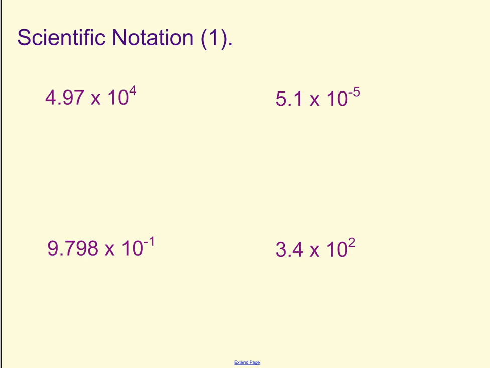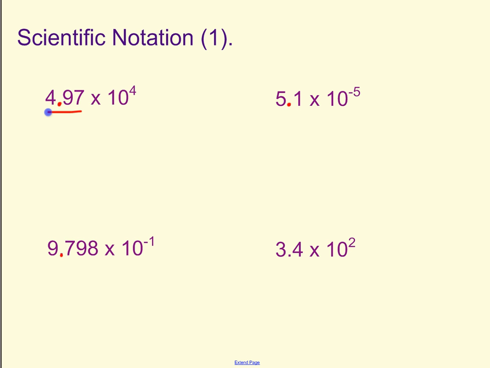Scientific notation will have some number up front, 4.97. If you notice where the decimal is on all of these, you always have a digit, so you have the 4, and then the decimal goes after it. And the next one, 5, and then your decimal. Down here, 9.798, so you have a number and then the decimal. And then it's always being multiplied by 10 to some power. So, how do we rewrite this in standard form?